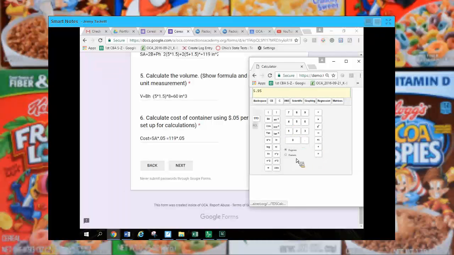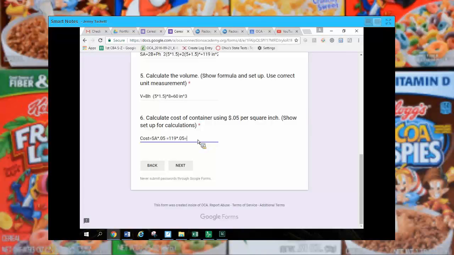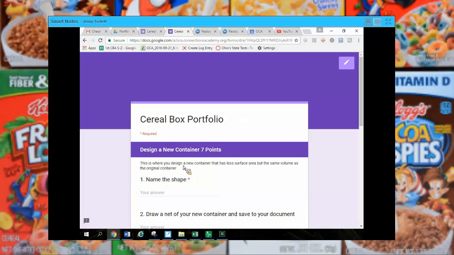So our cost is $5.95 for this product. Next, I am to name the shape I want to use. Well, I was thinking about the cereal boxes I have, and I thought about the oats box being a cylinder. So I'm going to try a cylinder.